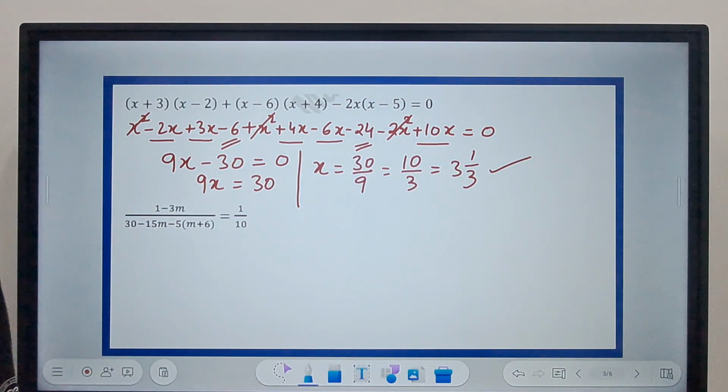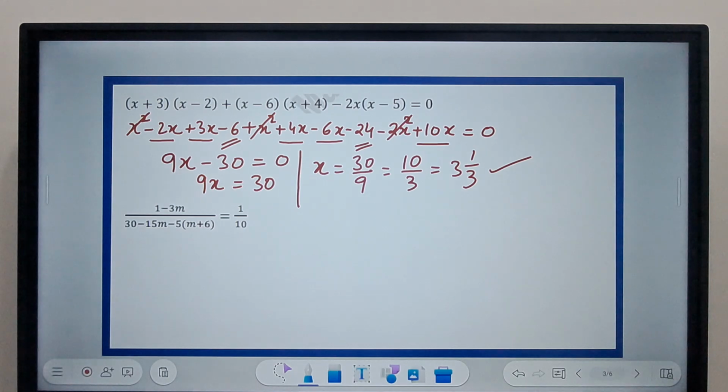See, the question was looking a little bit on the lengthier side, but when I opened the bracket, the question reduced to a much simpler form, and the total number of steps in the question were just 2 or 3.